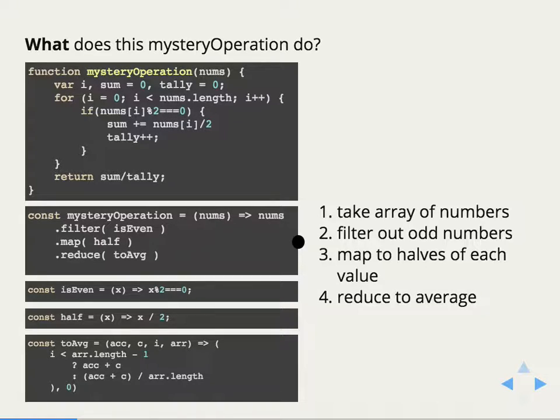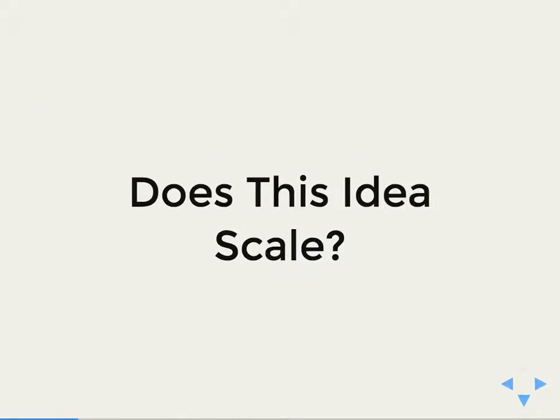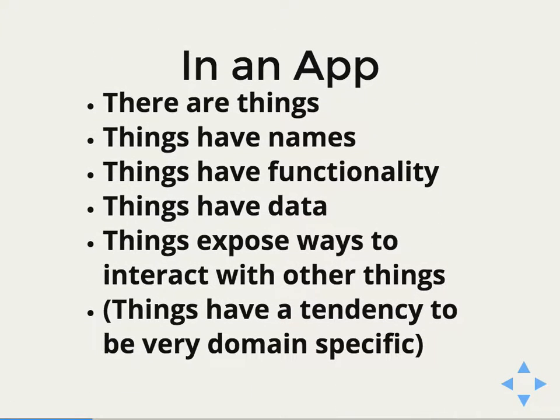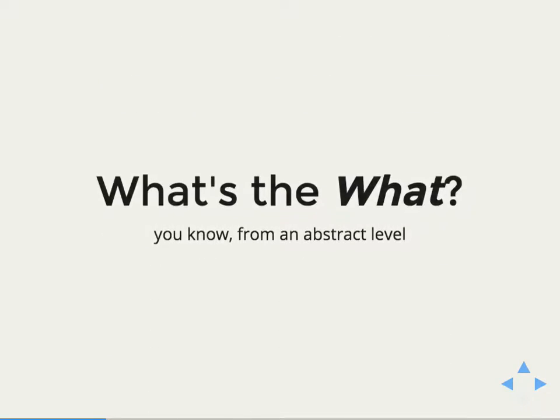So let's take a look at if this idea of going from how to what can scale. So first, let's talk about what an app does, and if we can apply that theory, going from how to what, to see if that works. So in an app, you have things, and things have names, and things have functionality, and they have data, and they have ways to interact with the other things, and they have a tendency to be really domain specific. But that's still the how.